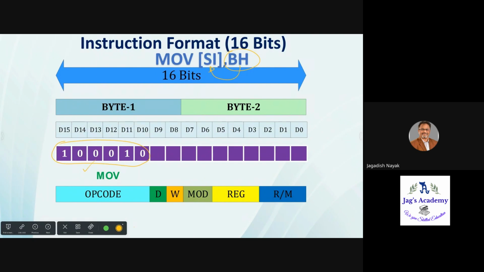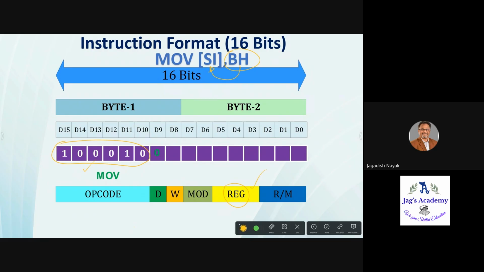Now, which register is that? BH register. Okay, now what will be the D bit? D bit is 0, right? See, the moment you fix your D bit, you know which register that is. At the same time you can put REG also immediately, right? Now, you know data is coming from the register. Which register is that? BH register. That is what this REG is.